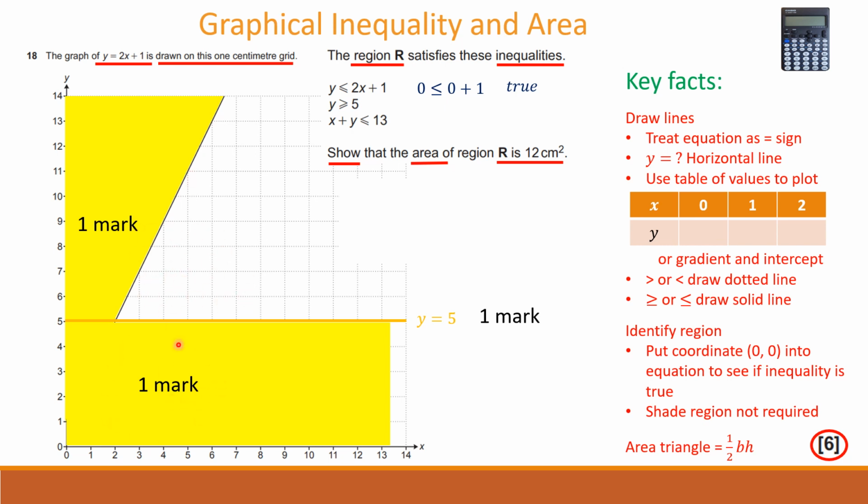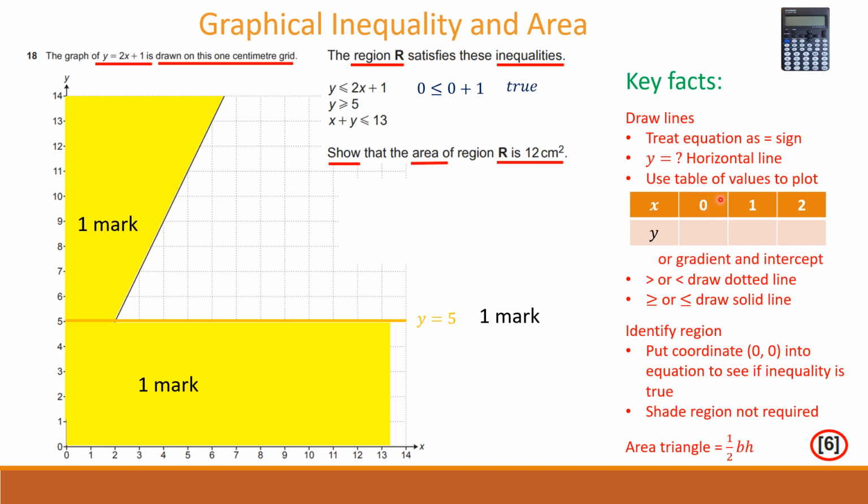But I've got 1 mark here for the second shaded area, 1 mark for my first, and then the third for drawing this line. The next line we've got to draw is the trickiest. x plus y is equal to 13. Now you can do it by rearranging this equation and looking at the gradient and the y-intercept. We're going to do it by using the table of values first, and then I'll talk through the gradient and intercept so you can choose which one you prefer.